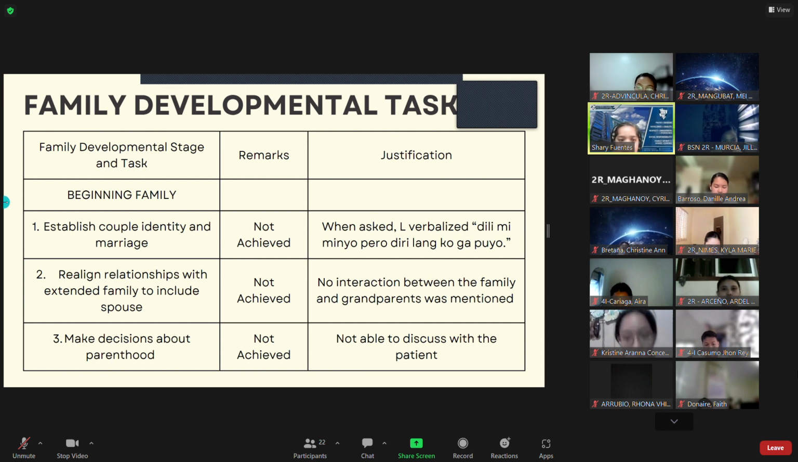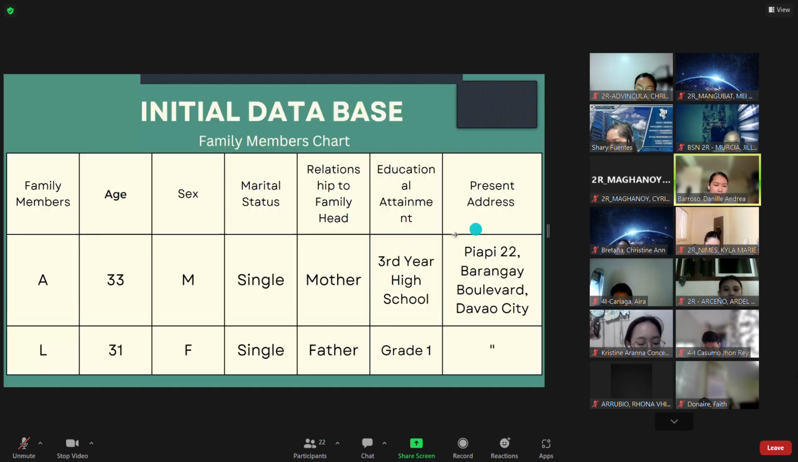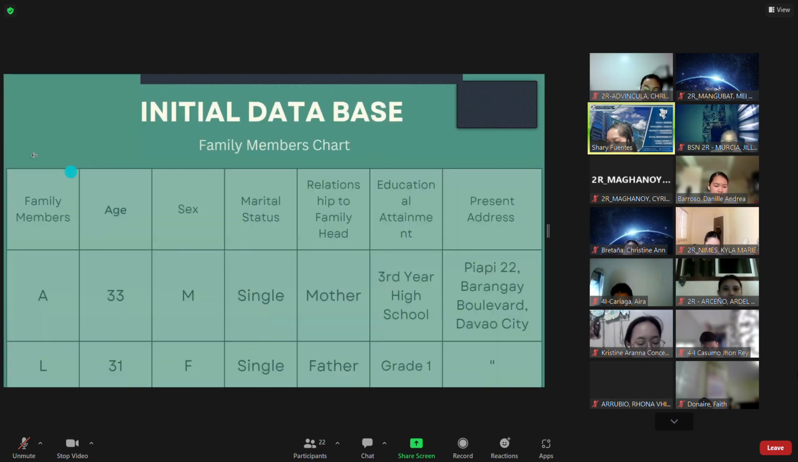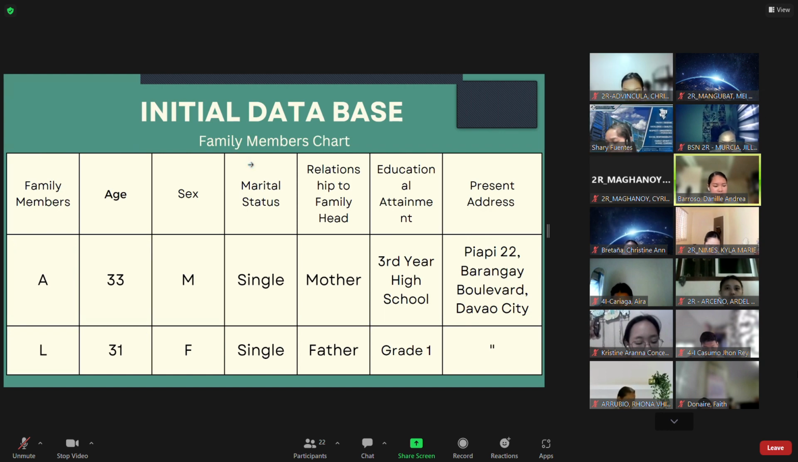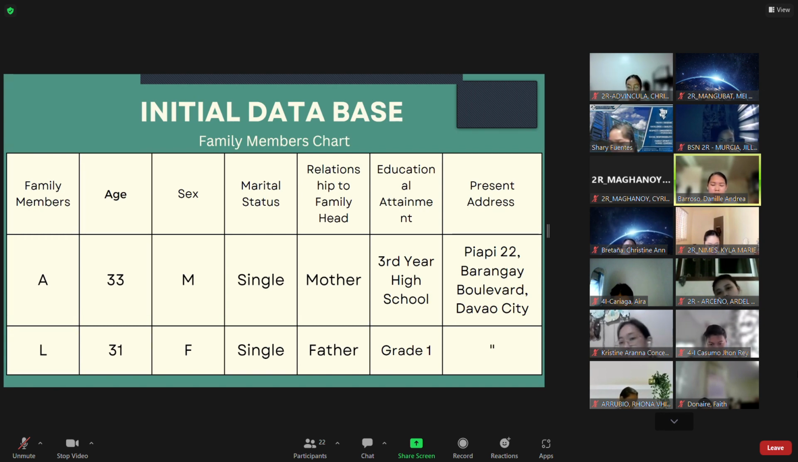How old are they? Po, 33 and 31 years old po. This is the patriarchal norm, no? Yes po. How do they come up with decision making? Decision making po. They don't have a hard time in terms of decision making because each of them tends to consider each other's opinions first before coming up with the final decision, especially regarding health matters po.